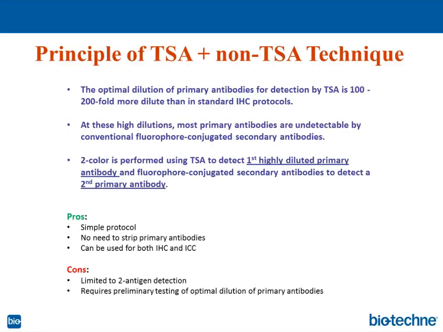Pros, this technique, it's a very simple protocol. No need to strip primary antibodies away like we've done with TSA technique talked about earlier, and can be used for both IHC and ICC, because there are no treatments to cells and tissues. Cons to the procedure, limited to 2 antigen detections. Only 2 antigens can be detected, you've seen it here, and requires a preliminary testing of optimal dilution of primary antibodies to make sure in TSA phase we are using the primary antibodies that will not be detected by second cycle secondary antibodies.